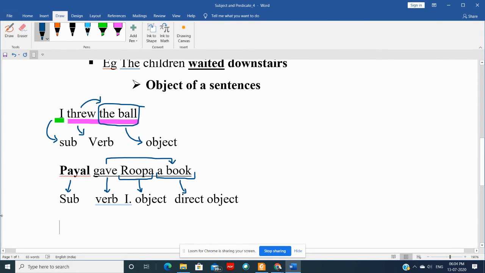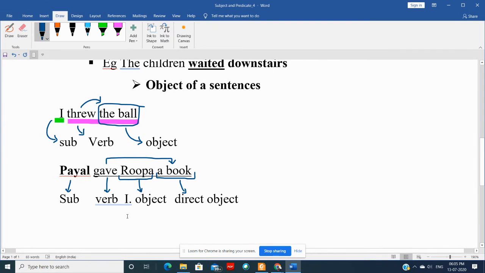So again, मेन सेंटेंस क्या है हमारा? पायल गेव रूपा अ बुक. सब्जेक्ट क्या है? पायल. गेव रूपा अ बुक, ये पूरा क्या बन गया आपका? प्रेडिकेट. प्रेडिकेट में फर्दर पार्ट्स, गेव आपका वर्ब बन गया, गेव व्हाट? अ बुक. तो ये आपका डायरेक्ट ऑब्जेक्ट बन गया. तो बचा क्या? गेव हुम? रूपा. तो रूपा आपका इनडायरेक्ट ऑब्जेक्ट बन गया.